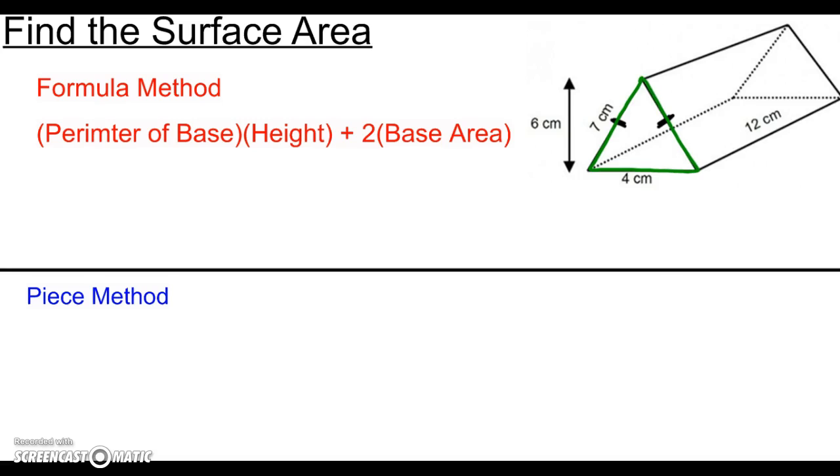So we're looking at the triangle, and you'll notice we've got two tick marks on this triangle. That just indicates that both sides are the same. So this side is 7, which means this side is also 7. That's important because the first thing we have to do is find the perimeter of our base. So 7 plus 4 is 11, plus 7 is 18. Alright, so we got the perimeter of our base.